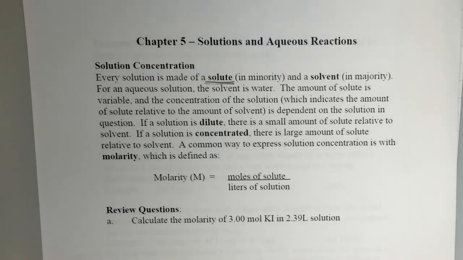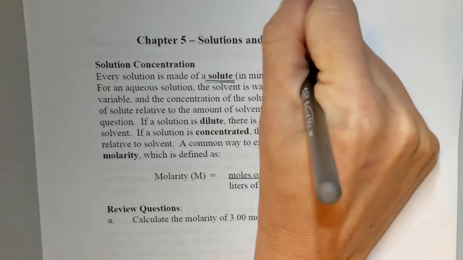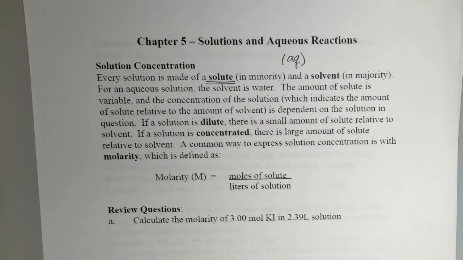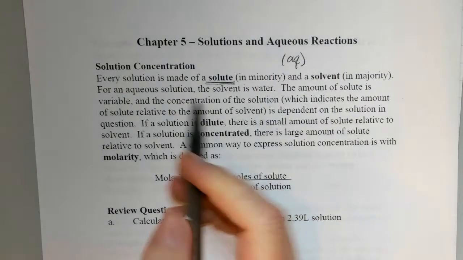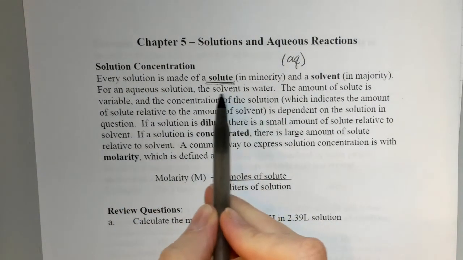There could be more than one solute, but typically we just do one solute, one solvent. The solvent is the one that's present in the majority, and the solute is what's present in the minority. And in Intro Chem, we did all of our solutions assuming aqueous, right? AQ, which means in water. So if it's an aqueous solution, we know that the solvent is water.